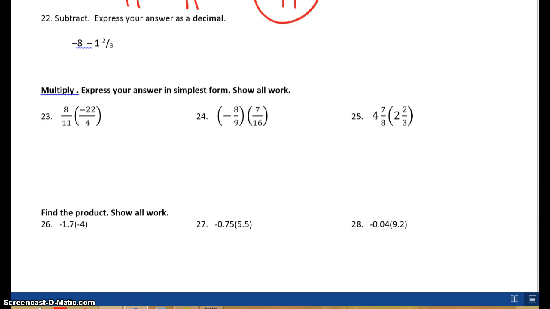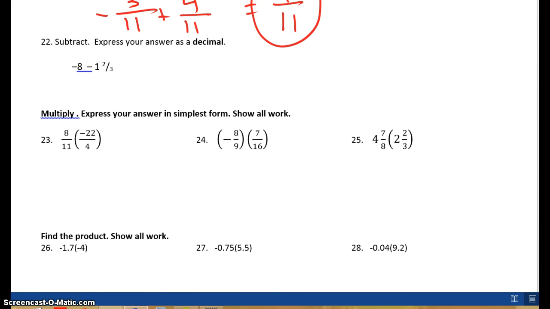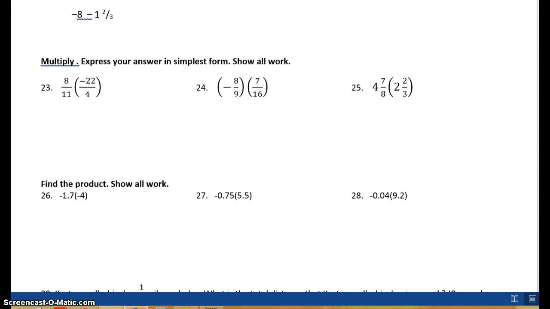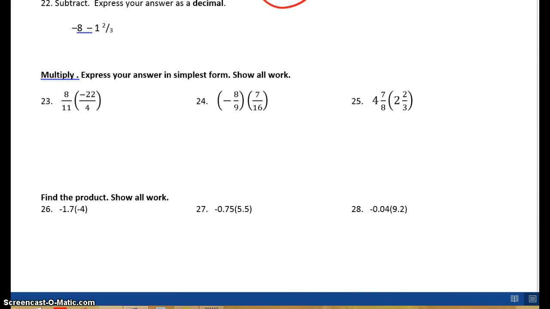Now, number 22, again, is just to subtract, but it wants us to express our answer as a decimal. So we have negative 8 minus 1 2/3. So what I'm going to do here is use my same change flip. It'll be easier for us to see what we're doing. Negative 8 plus a negative 1 2/3. So we should know right away that our final answer is going to be a negative. So if we just kept our fraction here, it would be negative 9 2/3.